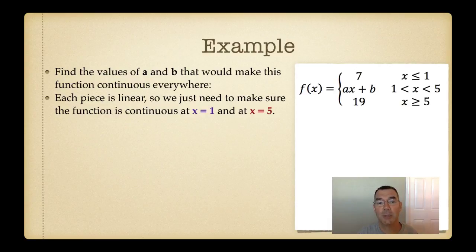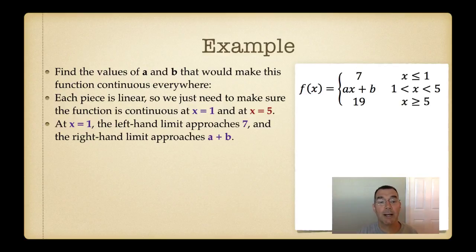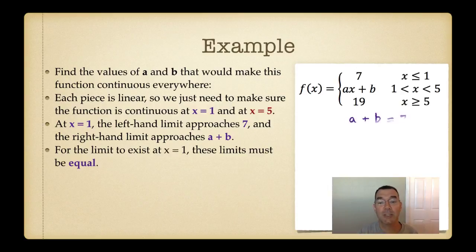So I just want to make sure that they line up, and it is continuous at x equals 1 and at x equals 5. So at x equals 1, the left-hand limit, basically every y value before I get to 1, is going to be equal to 7. All right, and the right-hand limit is going to approach a times 1 plus b, so that's just a plus b. And if this is continuous, those two limits need to be equal to each other, so I can write a plus b equals 7.